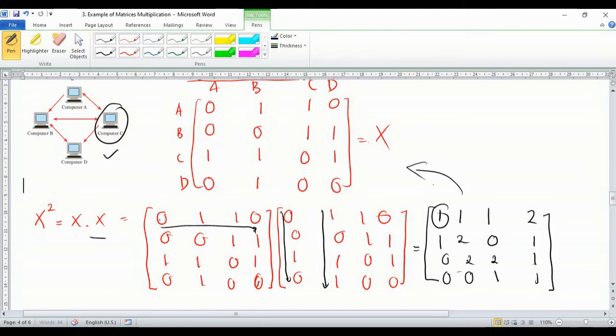Okay, let me give an example. In the first row and then the fourth column, it means that computer A can send 2, or this one: computer A can send to computer D in 2 ways. The first is through B, and the second is through the other computer, and then they connect with computer D. So this is the matrix with 4 by 4. I hope you understand what I'm explaining, everyone.